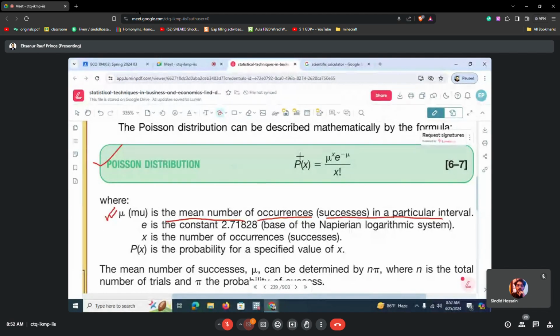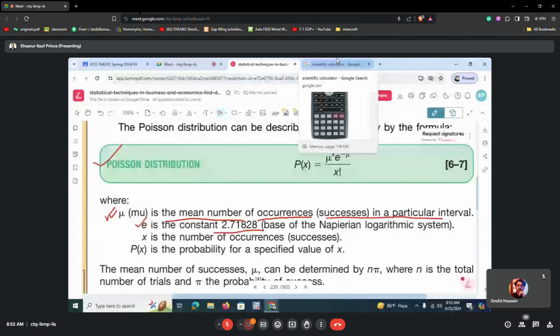Okay. Then you have e. e is the base of the Neperian logarithmic system, and this value is constant. It will stay the same and cannot be changed. The value is 2.71828. Now, do you need to memorize this? No. You don't need to memorize e because on the calculator there is a dedicated button for e.